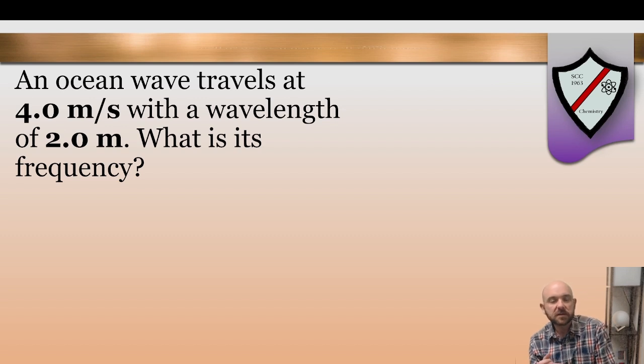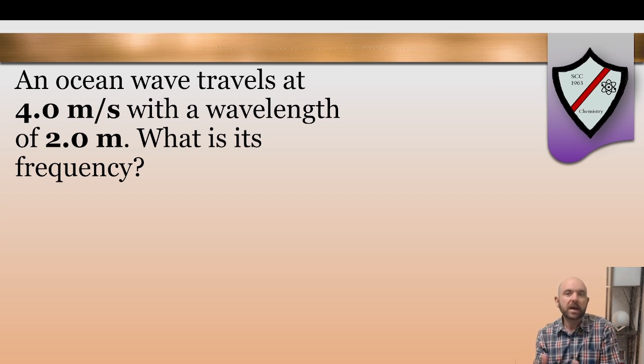This is the second example we are going to look at using the wave speed equation. This question reads, an ocean wave travels at 4 meters per second with a wavelength of 2 meters. What is this wave's frequency? So now we need to use one of the rearranged versions of our wave speed formula because we are solving for frequency instead of the wave speed.